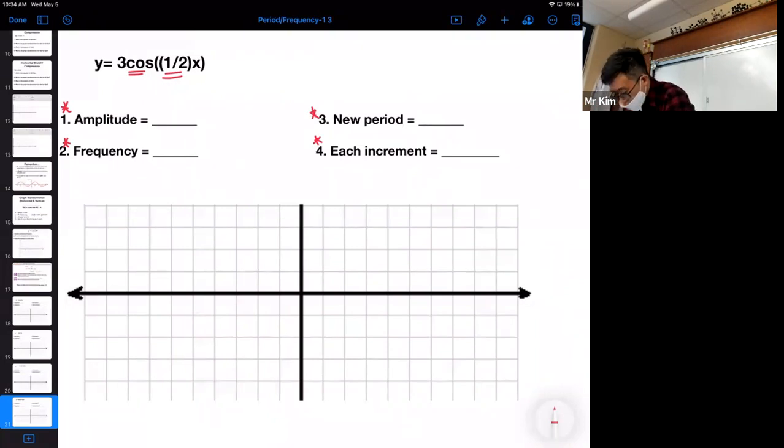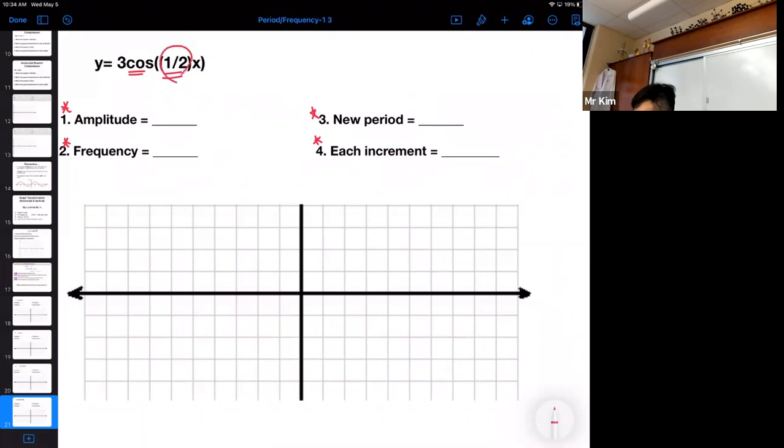Amplitude, frequency, new period, and each increment. Okay, so 1/2 x. Sam might say this is horizontally, what would you say? Well, we used to compress last time, right? So this one would be horizontally stretched. Exactly. It's going to have the opposite effect because now it's 1/2.